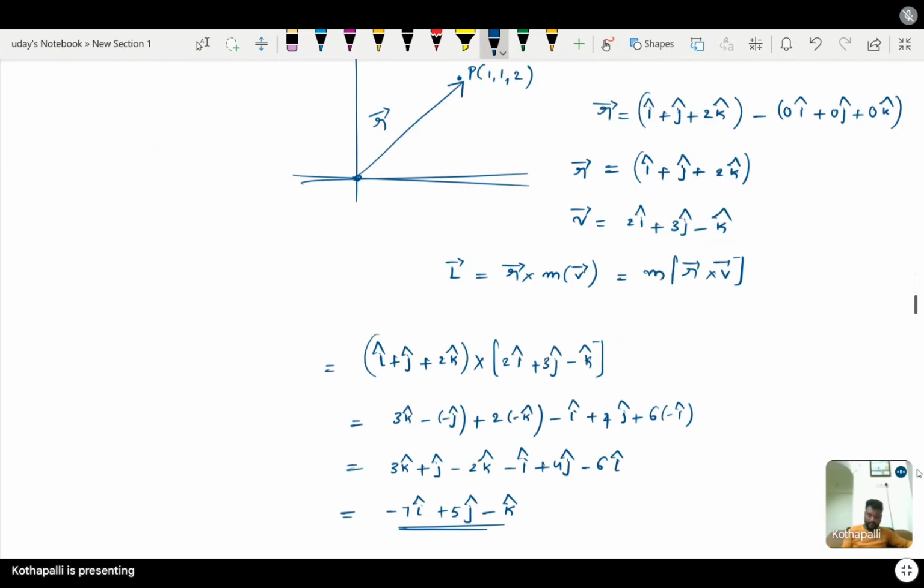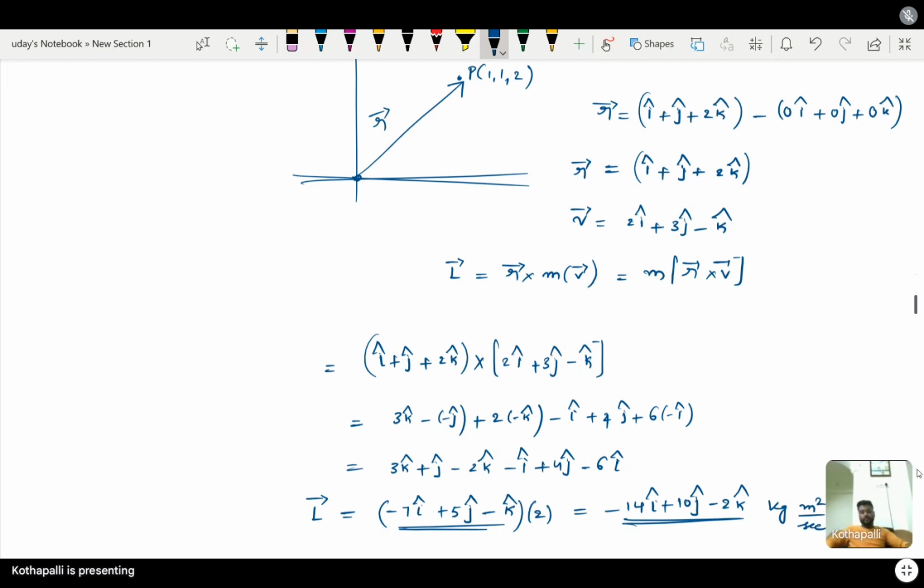5j minus k multiplied by m is... Sorry, m is how much? 2. This is only r cross v, r cross v only. So it will be how much? Minus 14i plus 10j minus 2k. This unit is what? MVR: kg meter per second into meter, so kg meter square per second.